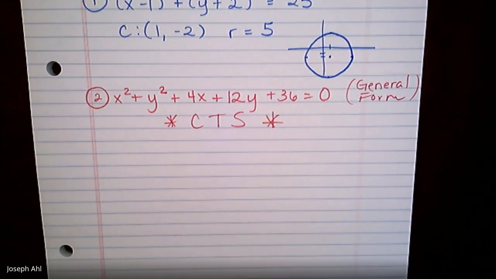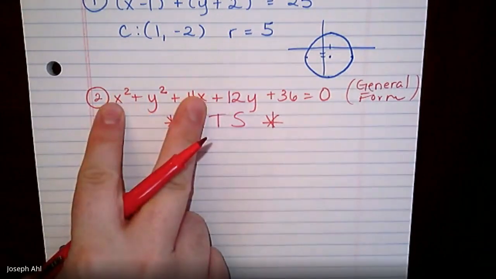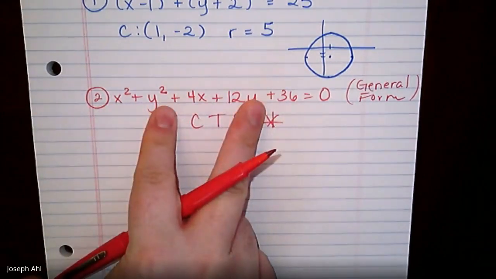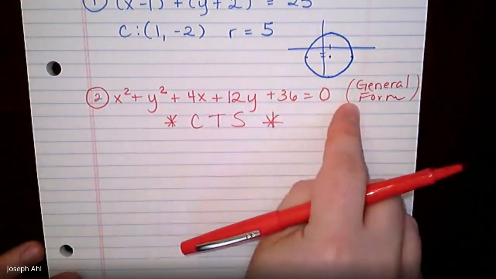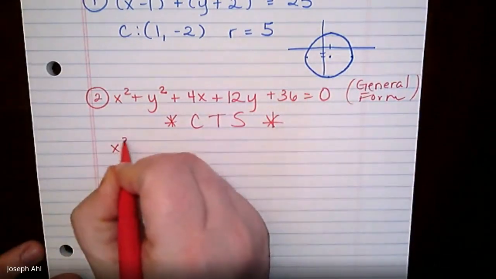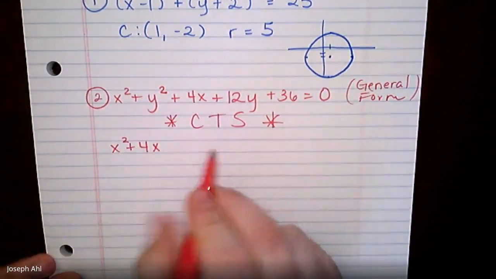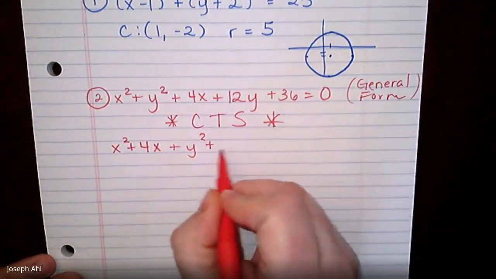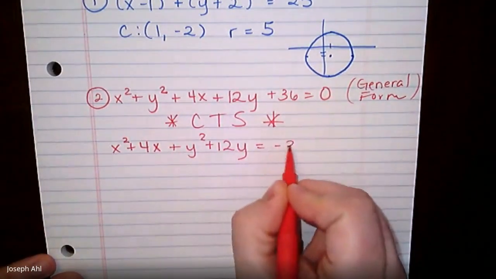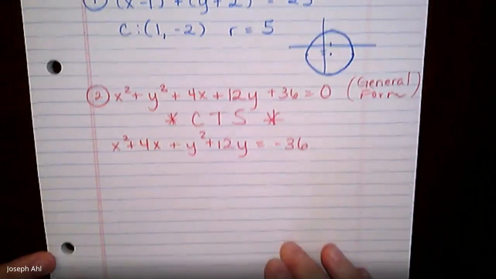square. Okay, so when I go to complete the square here, I'm going to start by grouping the x terms together, group the y terms together, and then the constant, I'm just going to move it to the other side. So it's going to be x squared plus 4x plus y squared plus 12y equals, on the other side, -36.